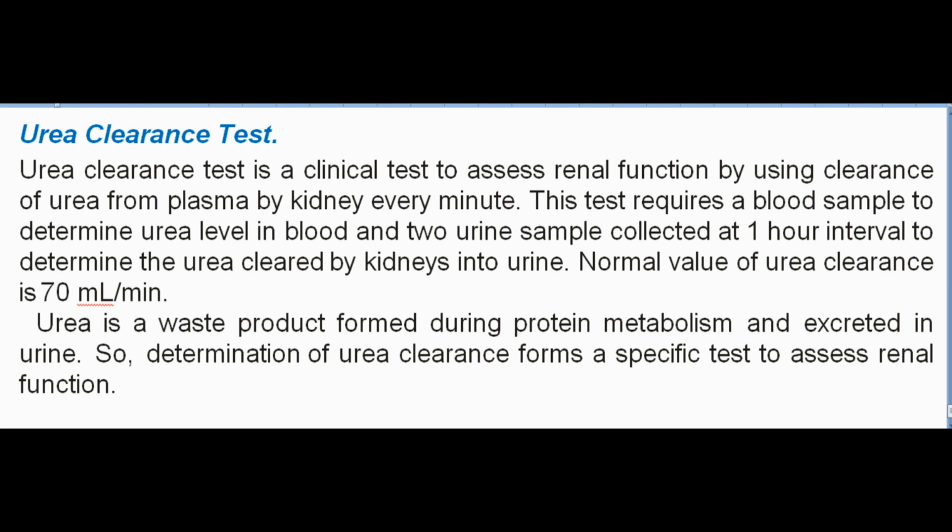Urea is a waste product formed during protein metabolism and excreted in urine. So, determination of urea clearance forms a specific test to assess renal function.